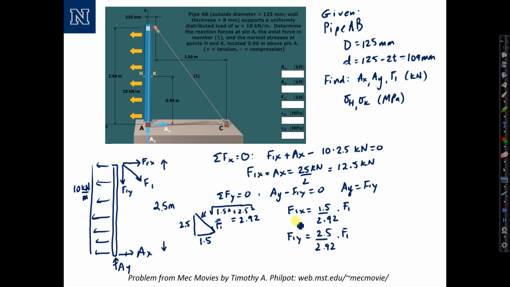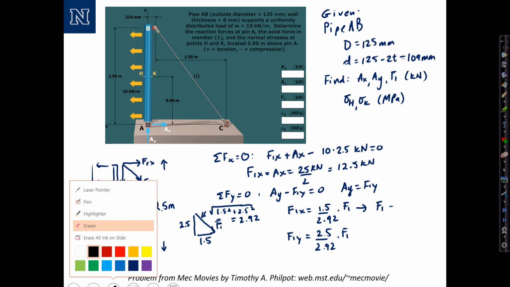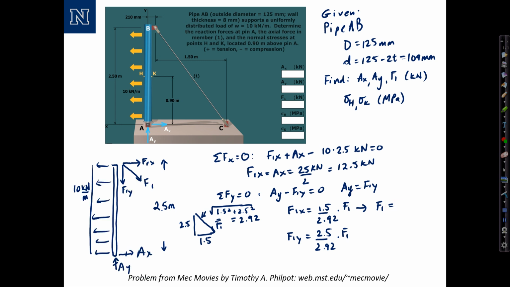Okay, F1x we already solved for, it's 12.5 kilonewtons. We manipulate this equation to evaluate F1, which we would find is equal to 24.33 kilonewtons. And from the second equation, we can solve directly for F1y, which we would find is equal to 20.83 kilonewtons. And that also gives us our value for A sub y and the total compression normal force passing through the pipe of 20.83 kilonewtons. Okay, I'm going to stop here and continue this example in the next video.